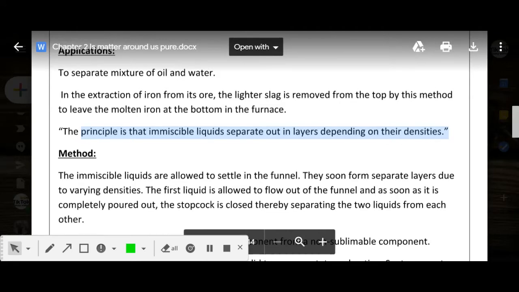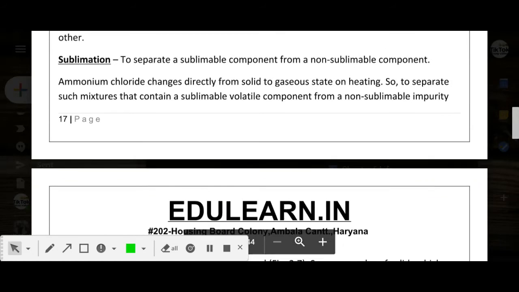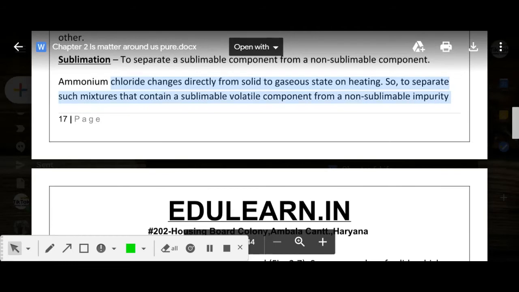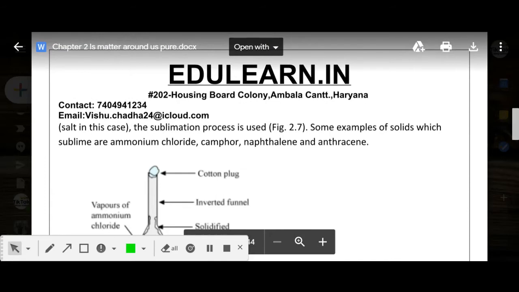Okay. Next is sublimation. To separate a sublimable component from a non-sublimable component, let's take an example of ammonium chloride, which changes directly from solid to gaseous state on heating. So to separate such mixtures that contain a sublimable volatile component from a non-sublimable impurity, we can use this process.